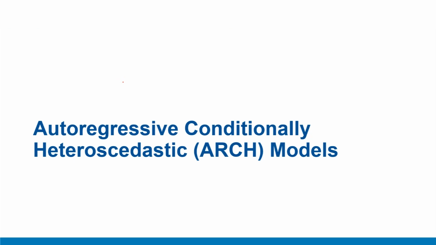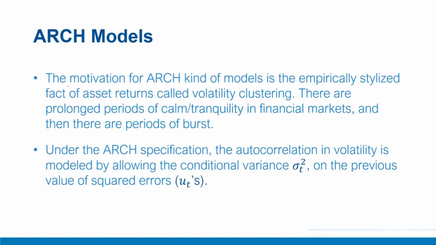In this video, we'll introduce the ARCH family of models and their mathematical modeling. The motivation behind the ARCH family of models is the empirical stylized fact of asset returns called volatility clustering. That is, there are prolonged periods of calm and tranquility in financial markets, and then there are periods of bust, and periods of calm and tranquility occur together while periods of bust also occur together. This is called volatility clustering.